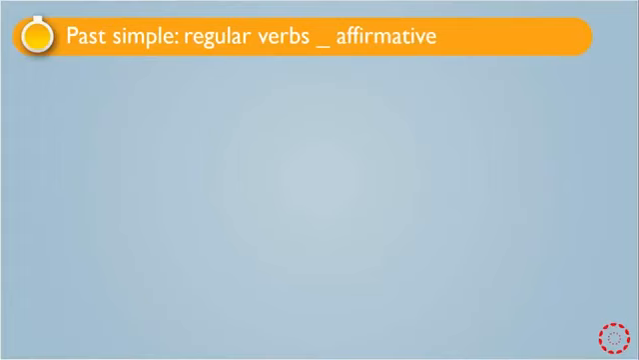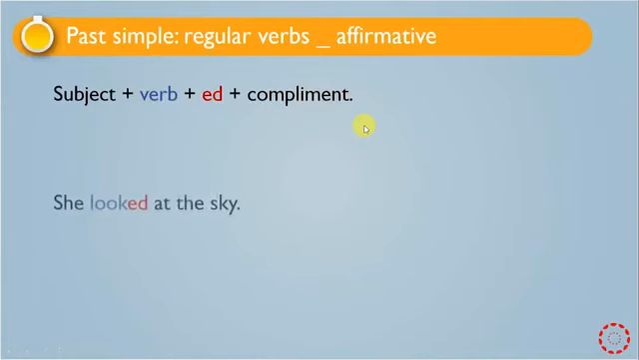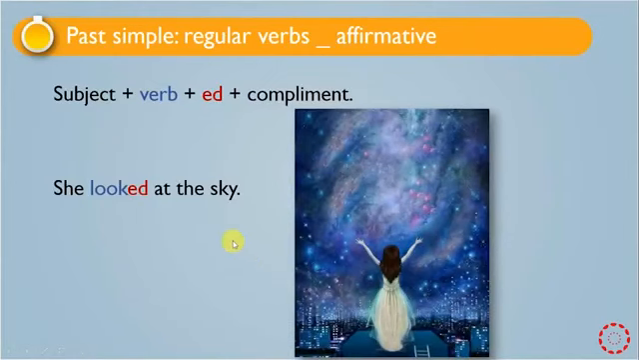Past simple with regular verbs in affirmative. Let's see what's the structure of past simple in affirmative. It's subject plus verb plus ed, so we add ed after the verb, plus complement. She looked at the sky. We can say she looked at the sky last night. This is the verb, and we add ed to change this verb from present to past.